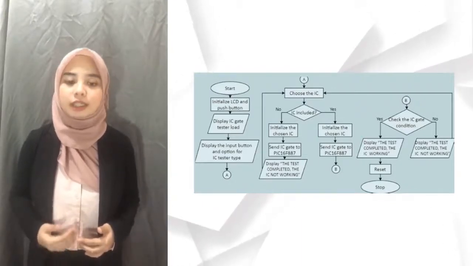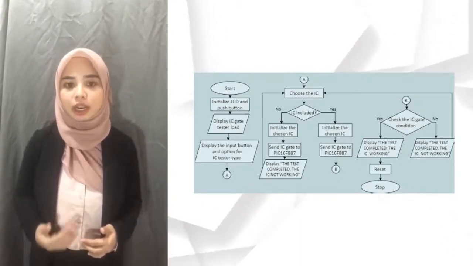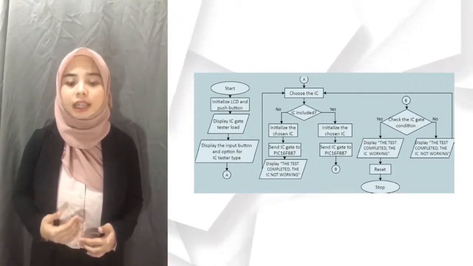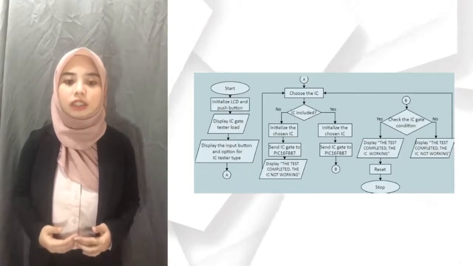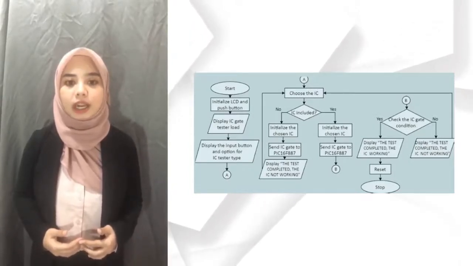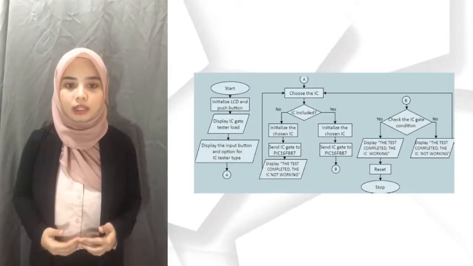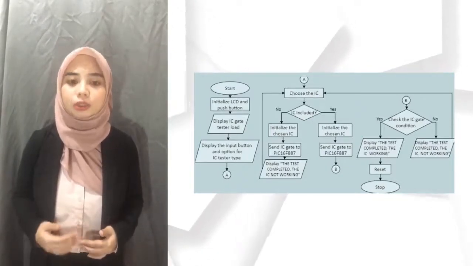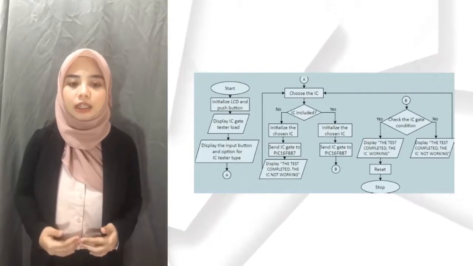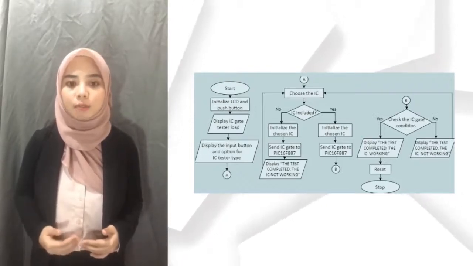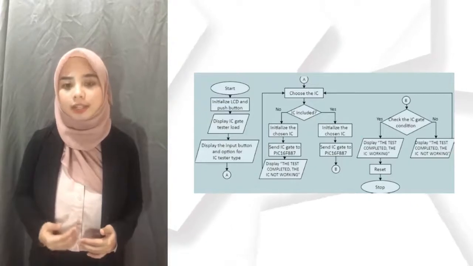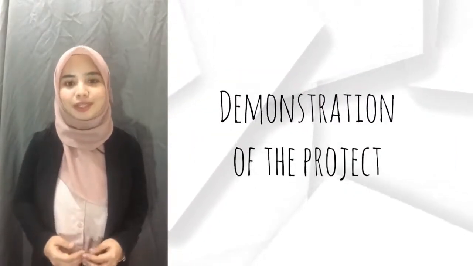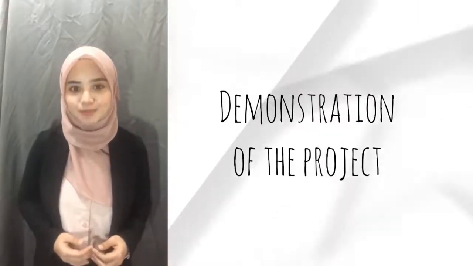But if the user inserts the IC and chooses the IC type correctly, it will initialize the IC and send to the PIC. Then there is a second condition, whether the IC condition displays test complete and the IC is working. Otherwise, test complete, the IC is not working. Therefore, the user needs to choose the IC type correctly, and this is where the controller reads the pin number of the IC in the ZIF socket. On top of that, the result for this project will be shown in the demonstration in the next video.